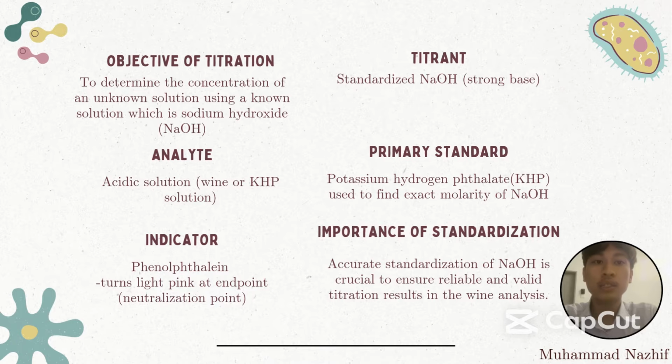Next is titrant. In this experiment, we use standardized NaOH, which is a strong base, as the titrant for the acidic solution. The primary standard in this experiment is KHP, so that we can find the exact molarity of NaOH. The indicator that is used is phenolphthalein, which turns light pink at the endpoint. Lastly, the importance of standardization is to ensure reliable and valid titration results in the wine analysis.